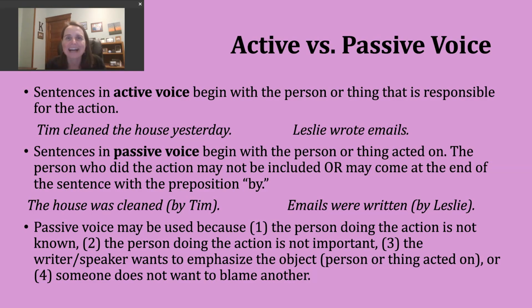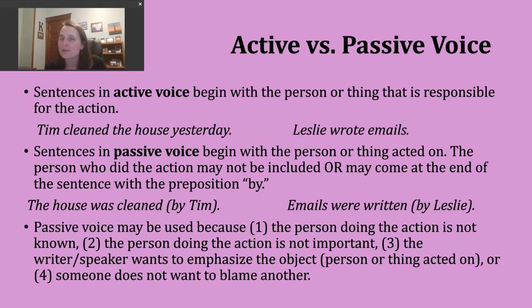So I took those example active voice sentences and I made them passive voice. Tim cleaned the house yesterday would change into the house was cleaned by Tim. And Leslie wrote emails would turn into emails were written, or emails were written by Leslie. You might notice our pattern here in the past tense is that we're using a past form of be, so was or were, and then we're using our participle form of the verb.